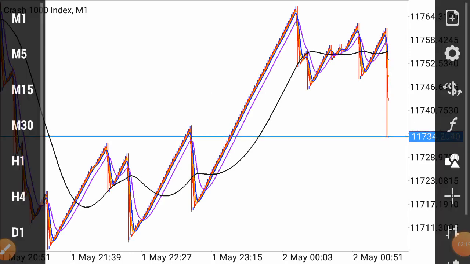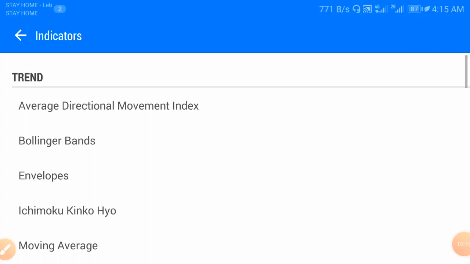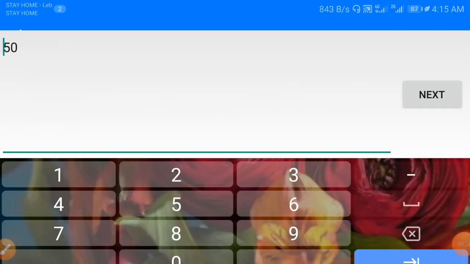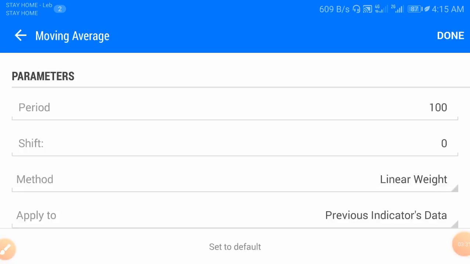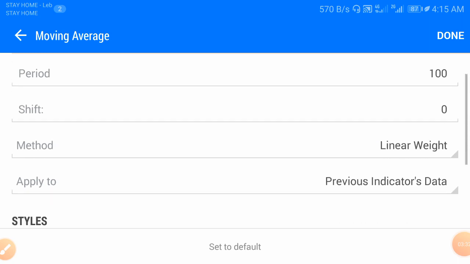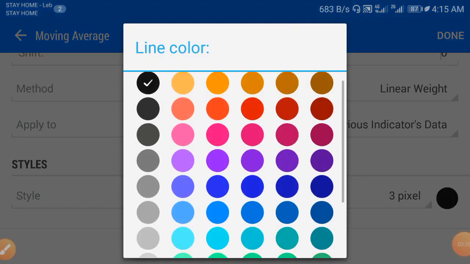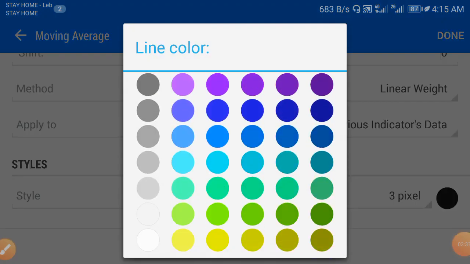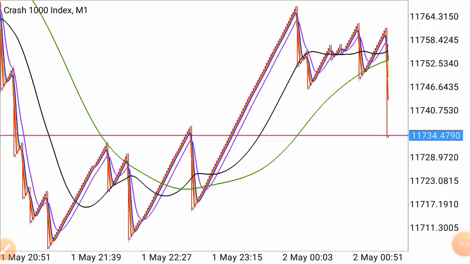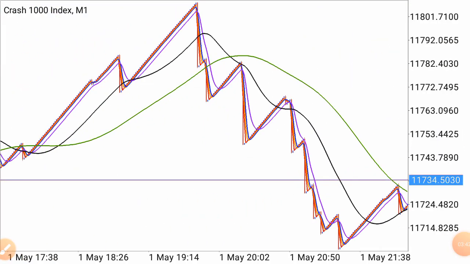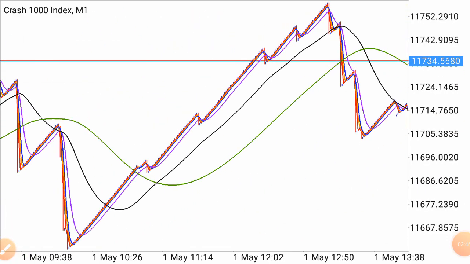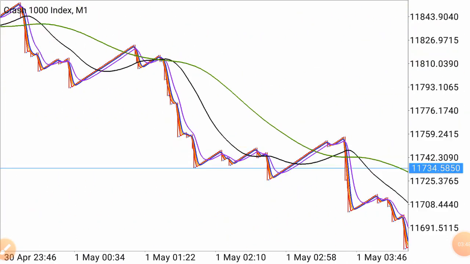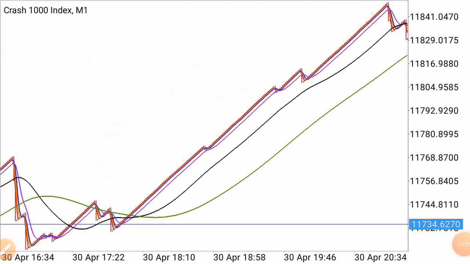And look here, again a moving average, the period will be 100, and done. Linear weighted, previous indicator's data, and choose any color you like. There is no recommendation. I will choose green color. Our strategy is loaded successfully. M1, M5, M15, M30, any time frame you like.